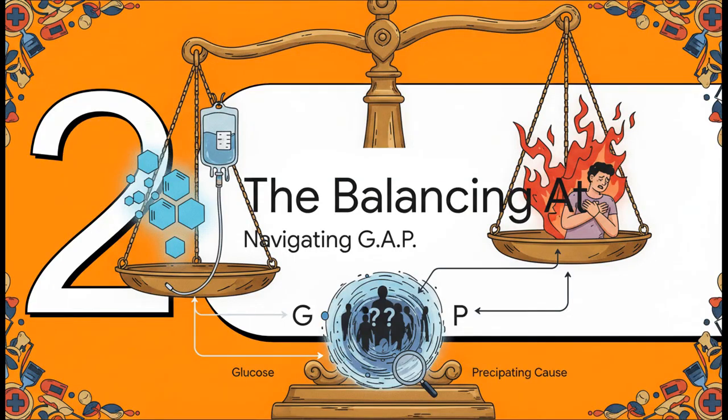Okay, we've initiated the first response, and we've stabilized the patient. Now, we enter the second phase, the balancing act. This covers the letters G, A, and P, as we navigate glucose, acidosis, and find the precipitating cause.